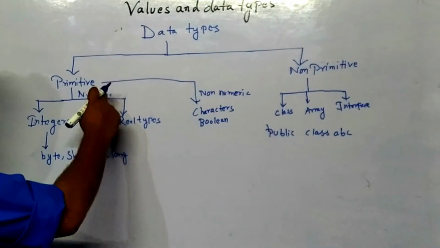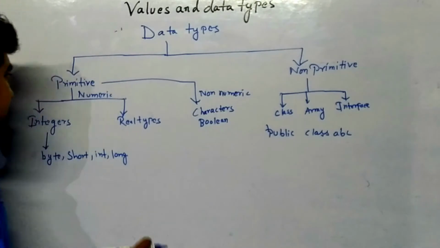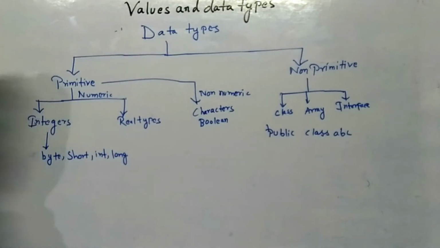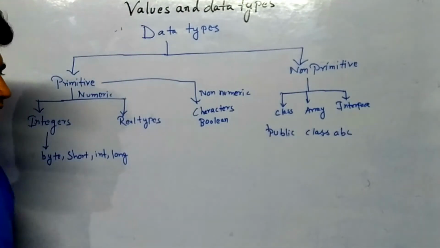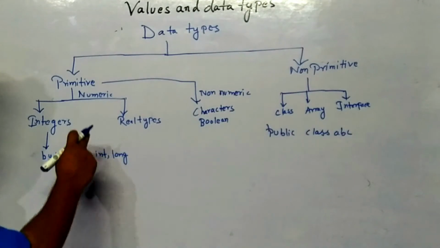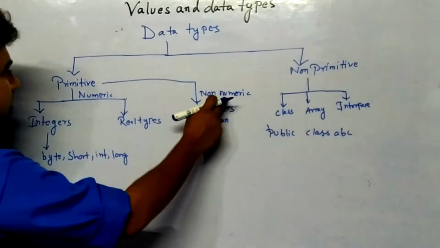Now I will be discussing primitive. That is our main focus. Primitive is the inbuilt system. Inbuilt means it is already present in the system compiler. It is already known by the system compiler. So primitives are basically of two types, that is numeric and non-numeric.